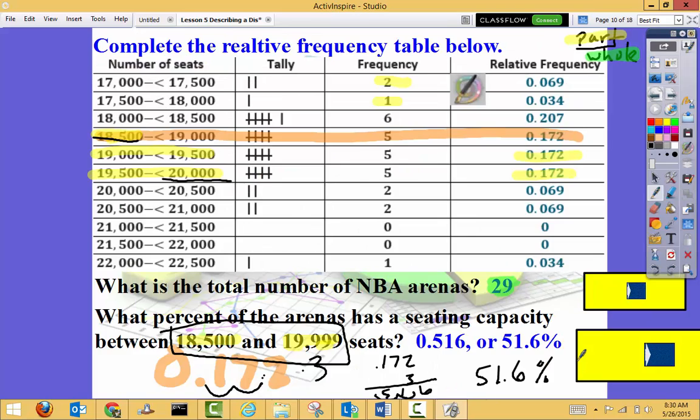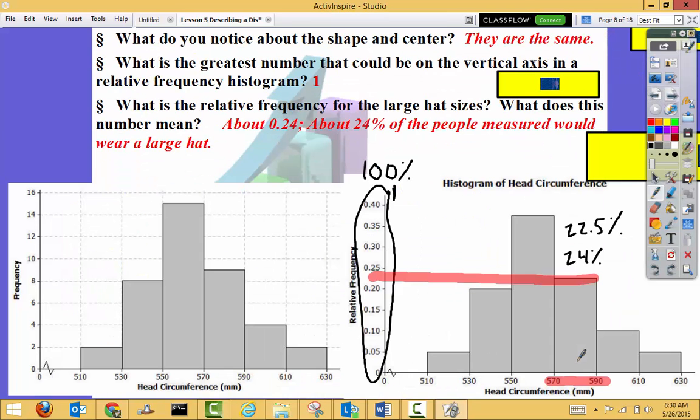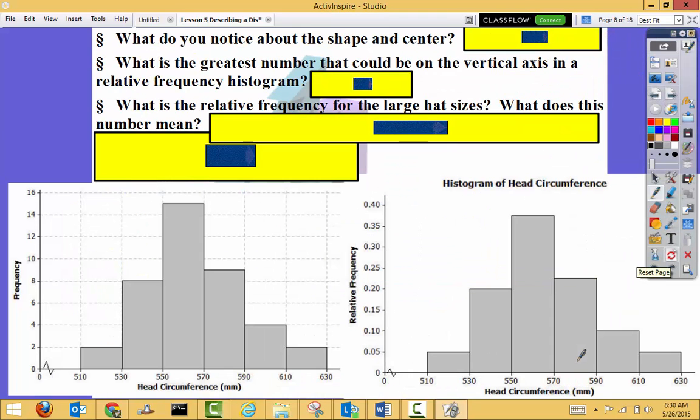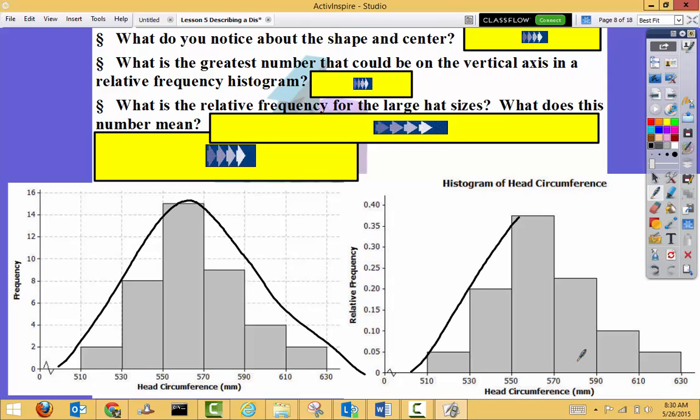So we'll go back all the way to this problem where we're comparing these two. What do you notice about their shapes? Their shapes are the same. They're the exact same shapes. The only difference is, again, frequency, relative frequency. Everything else about them is the same.